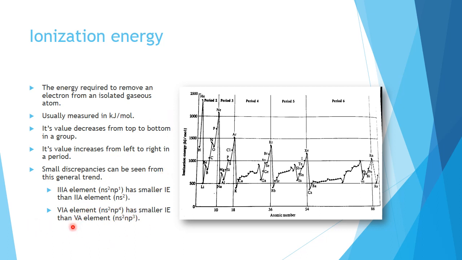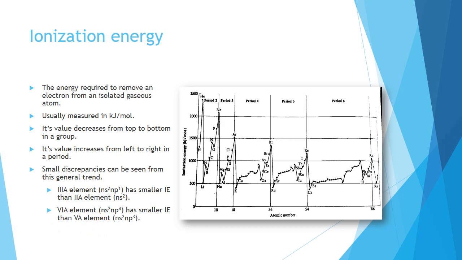Contrary to that, group 5A elements do not have that repulsion. There are 3 electrons present in the p orbital, which means that px would be having 1 electron, py would be having 1 electron, and pz would be having 1 electron. There is nothing as far as repulsion is concerned, as we saw in case of group 6A elements. Therefore, due to less repulsion in 5A elements, we need slightly larger energy to remove electrons from 5A as compared to group 6A.